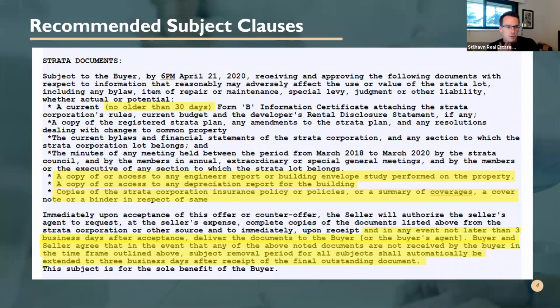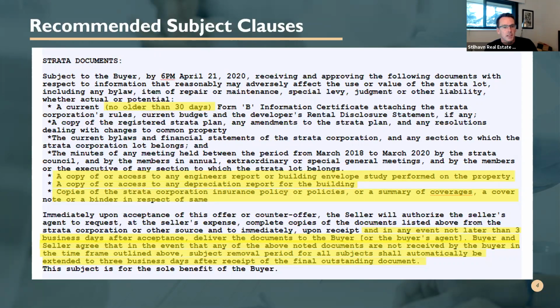And then what Doug was referring to, so immediately upon acceptance of this offer or counteroffer, the seller will authorize the seller's agent to request at the seller's expense complete copies of the documents listed above from the Strata Corporation or other source, and to immediately upon receipt, this is where it changes, and in any event not later than 3 business days after acceptance, deliver the documents to the buyer or the buyer's agent.